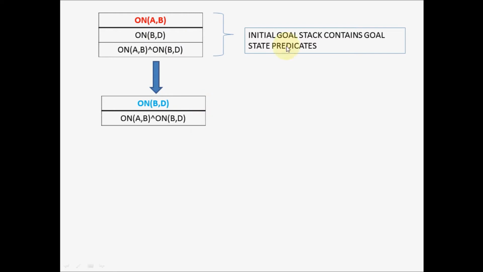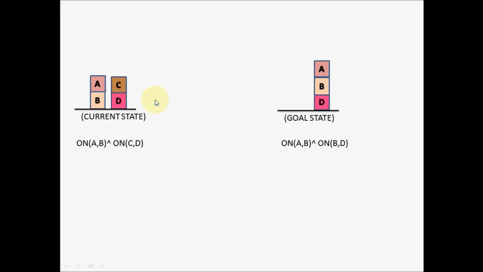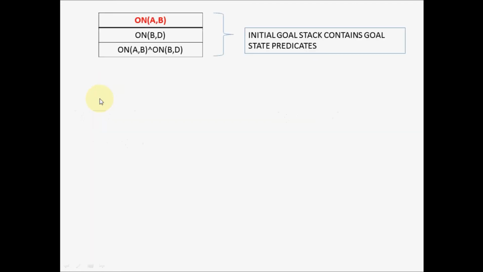Now again, the algorithm is going to check what is there on top of the stack. Is it a predicate? Yes, it's on(B,D). Now again, it is going to refer to the current world or the current state and check whether this predicate is true with respect to the current world. Now when you go back, is B residing on D? No. With respect to the current world, B is not residing on D. As a result, on(B,D) is false.